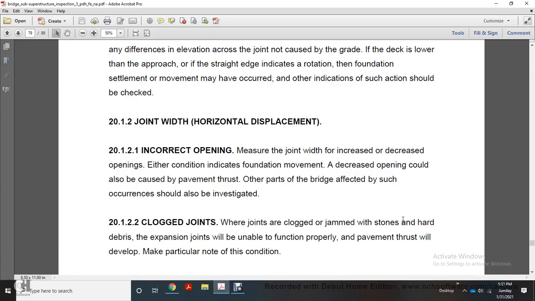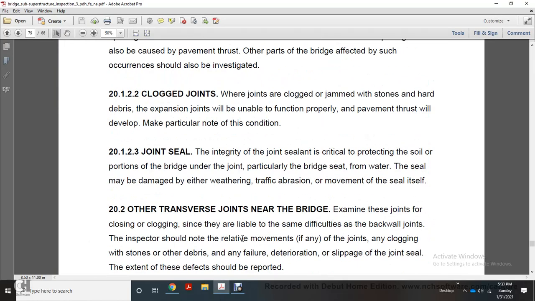Clogged joints are jammed with stones, hard debris, and dirt. Expansion joints are then unable to function properly, and pavement thrust will be developed. Examine the joint seal, which is critical for protecting the portion of the bridge under the joint, particularly the bridge seat, from water. The seal may be damaged by water, weathering, traffic abrasion, or movement of the seal itself.